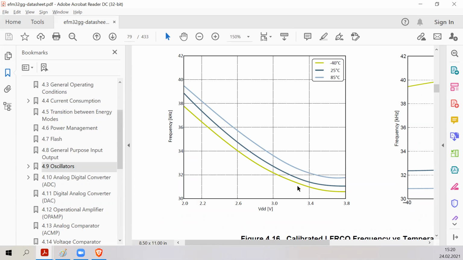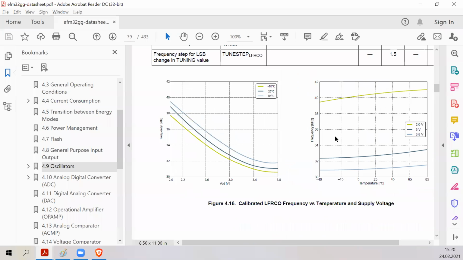And also it's temperature dependent. So at higher temperatures, it runs faster, and at lower temperatures it runs slower. So yeah, if you only use it at room temperature, it will be just fine. But if you are running it at high or low temperatures, high and low voltage, it's very not precise.